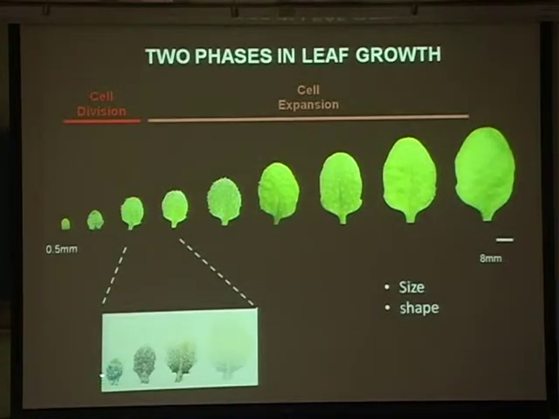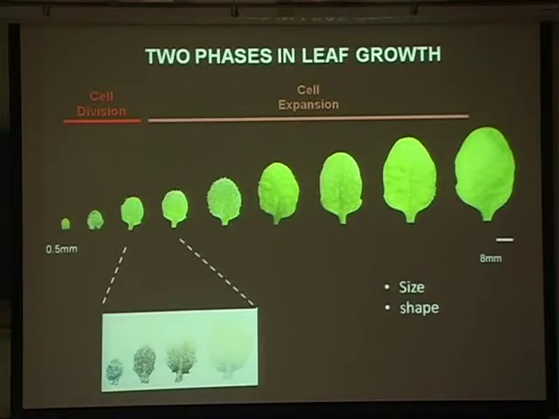So you have here these blue spots which indicate cell division. When the cells stop dividing, the recession of the cell division occurs from the tip of the leaf towards the base of the leaf. So when the recession sweeps down to the base, then the cells will stop dividing and they start expanding. So from this stage till this stage, the growth predominantly occurs by cell expansion. And by expanding, it attains a particular size and shape.